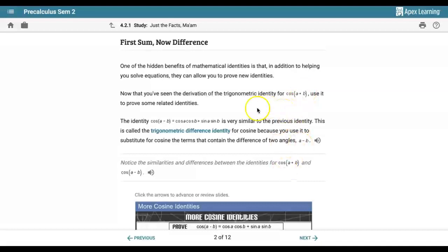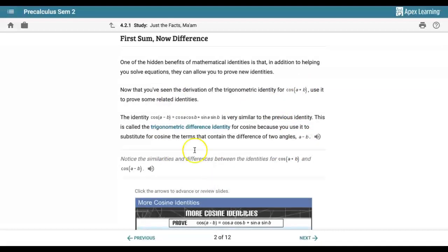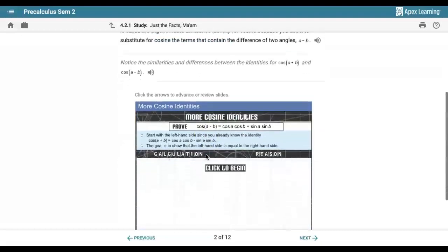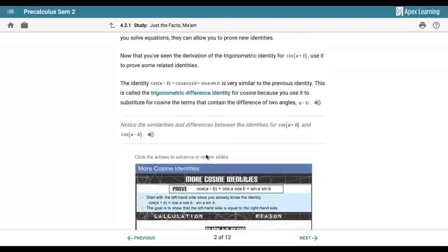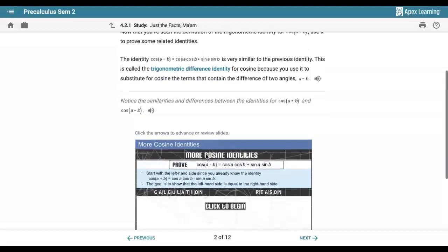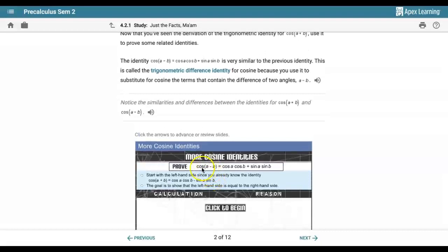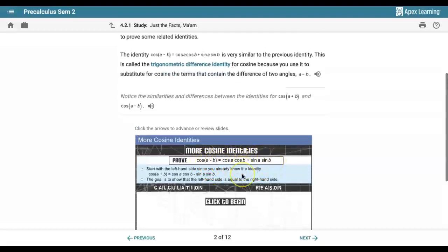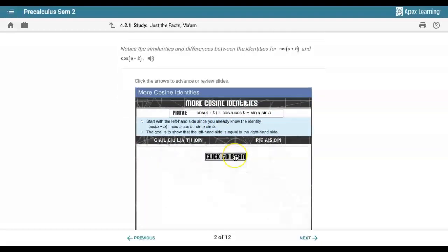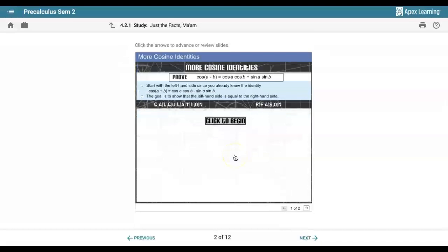All right, but if we look at cosine A minus B, the difference identity, obviously difference because we're subtracting the two now, we can do a proof here to prove that cosine A minus B is going to give us this equation on our right-hand side. If we want to avoid our unit circle, we can look at proving using our identities here. So if we start with our right-hand side.